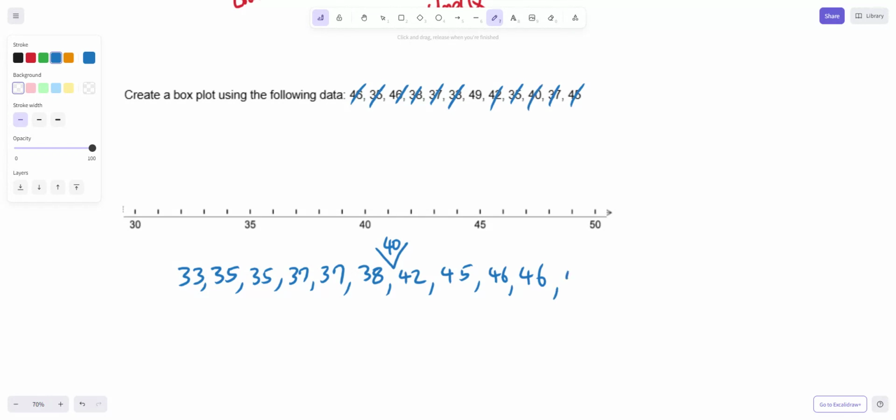And then a 49. Okay. This is 12 numbers: 1, 2, 3, 4, 5, 6, 7, 8, 9, 10, 11, 12. Okay, 12 numbers, that's even, so there are two middle numbers. So 12, that'd be the 6th and 7th. So 1, 2, 3, 4, 5, 6.